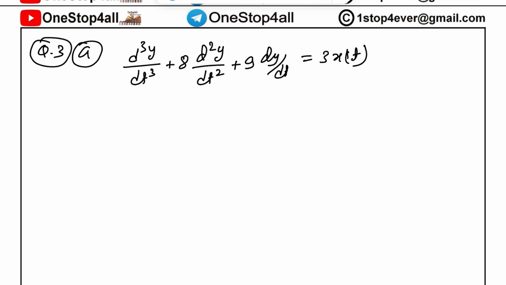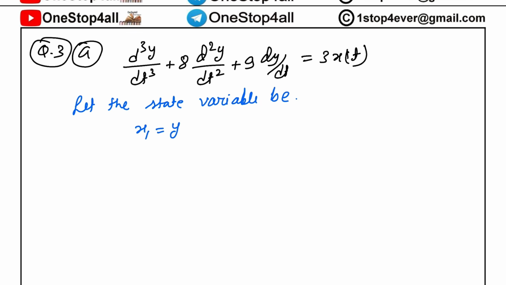Okay. For this one, we need to first take the state variables. Let the state variables be: we will assume x1 equal to y, x2 equal to y dot, means dy by dt, and similarly x3 equal to y double dot, means d square y by dt square. Okay. So, these are the state variables we will assume, x1, x2 and x3.